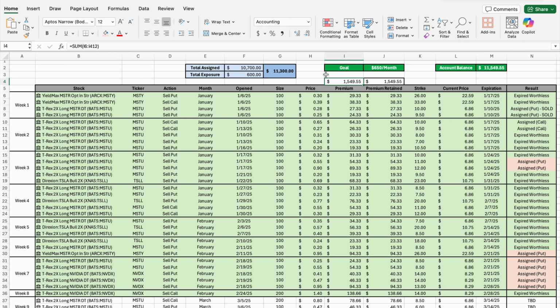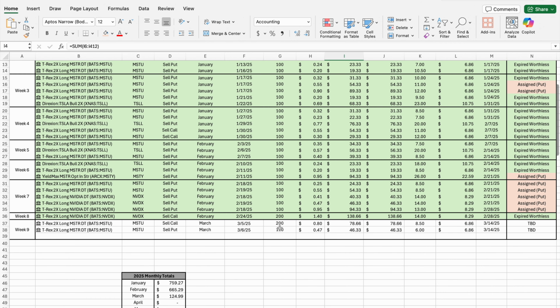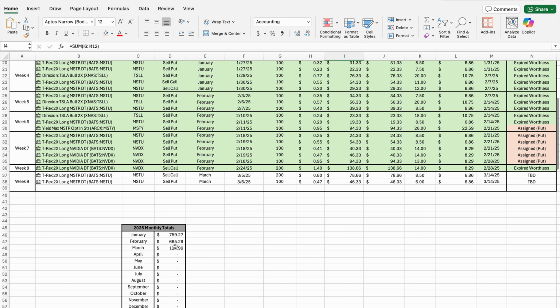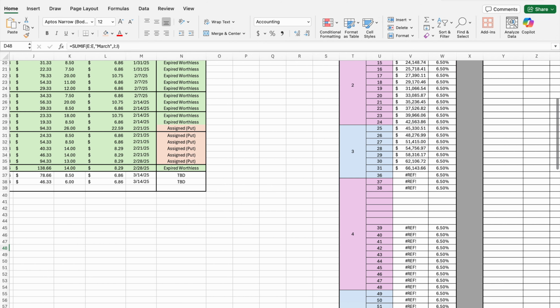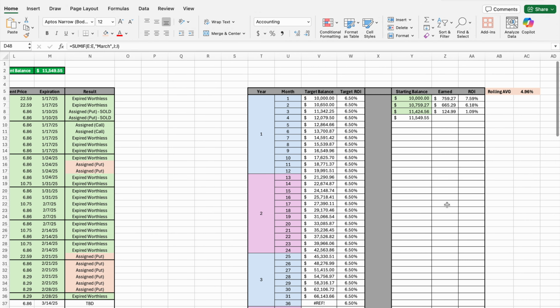I've collected $1,549.55 year to date in premium payments. The March total for this account, $124.99, right at $125 for week 1 of March, which isn't too bad considering the market conditions we've been dealing with. Before we move on to the summary, I want to scroll over here real quick to my new table, right?